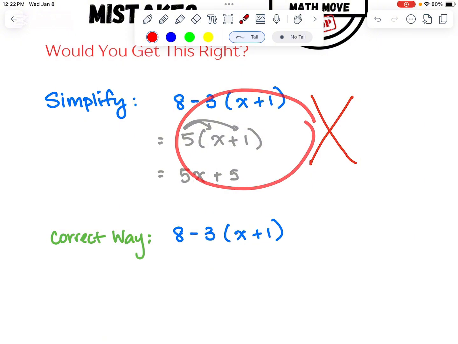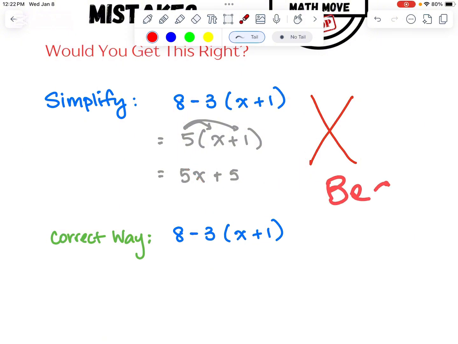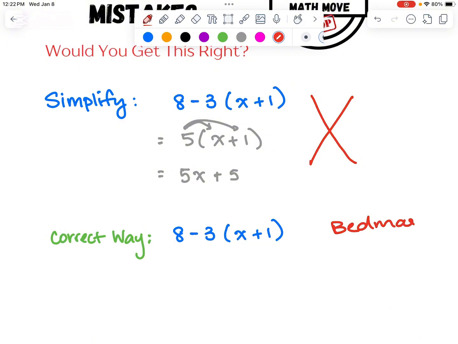So the reason that this method is not correct is because it did not follow BEDMAS. It did subtraction before it did multiplication. So if I've got BEDMAS, or again, I think some places have BODMAS, PEDMAS, PEMDAS, I should be doing the multiplication before I do the subtraction.